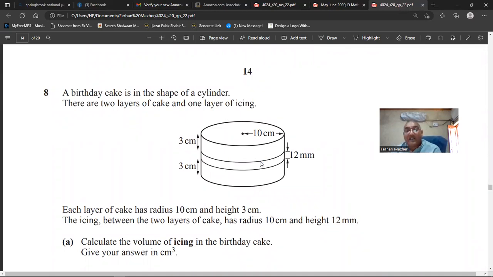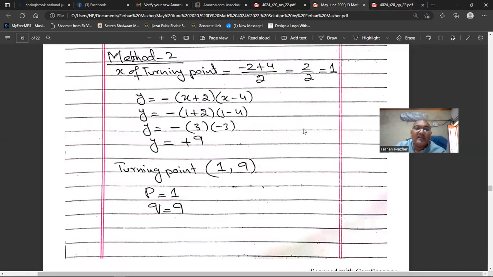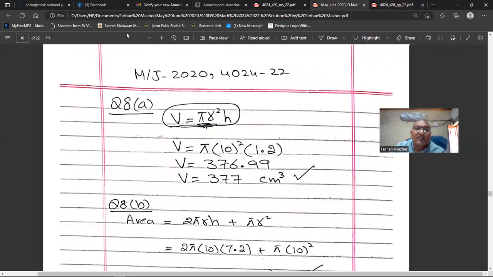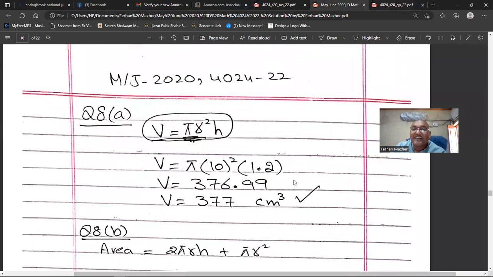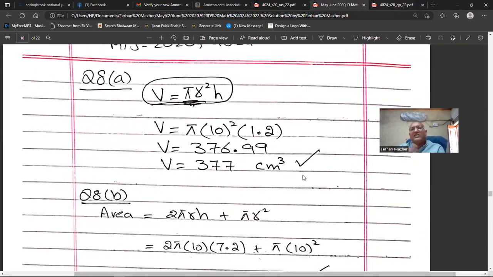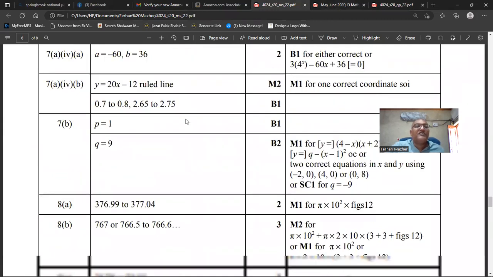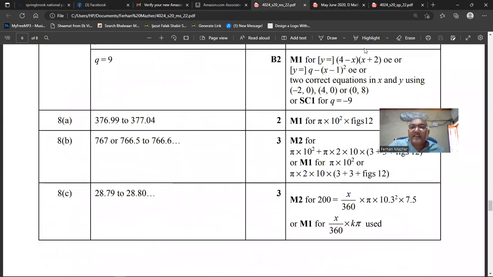Okay. The icing is also in the shape of a cylinder. Its height is 12 millimeter, which means 1.2 centimeter. Its radius is 10 centimeters. So I can find the volume of the icing. The volume is pi r square h, and just put the values there. Pi into 10 square into 1.2, you get 377 centimeter cube. 377 centimeter cube is the right answer, sir.